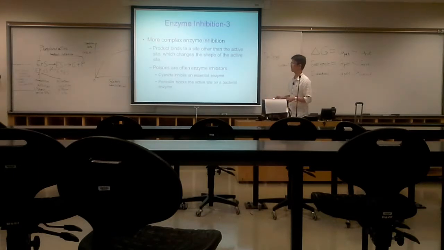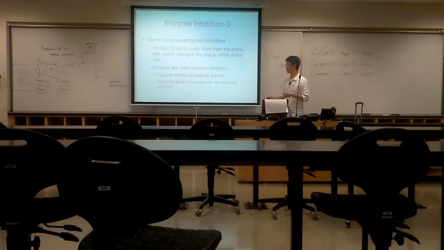Your textbook gave you the example that cyanide is actually an enzyme inhibitor. The reason why cyanide can kill people is because it shuts down an essential enzyme in our body, so that the reaction can still occur, but it takes a very long time. It's more or less like shutting down a reaction. And because of that, it can kill us.